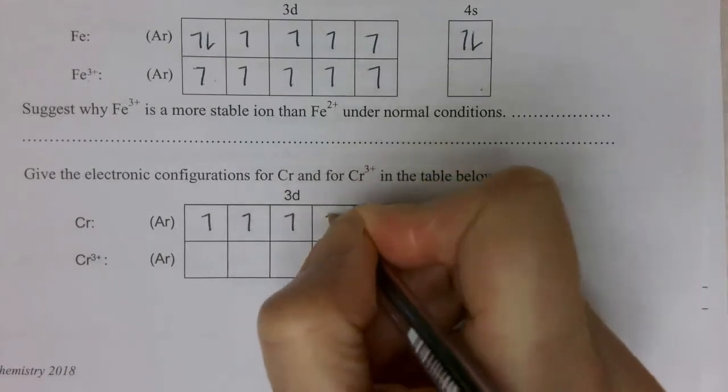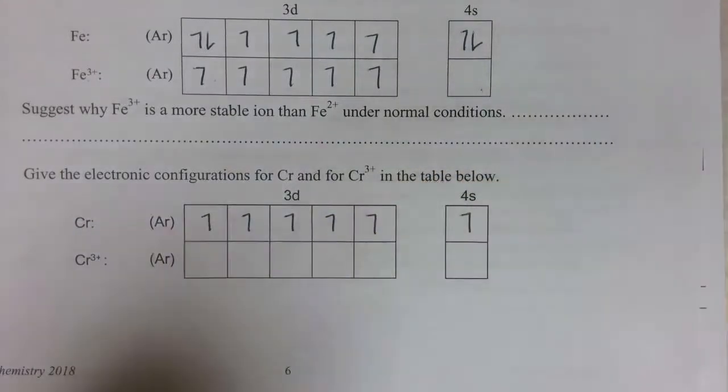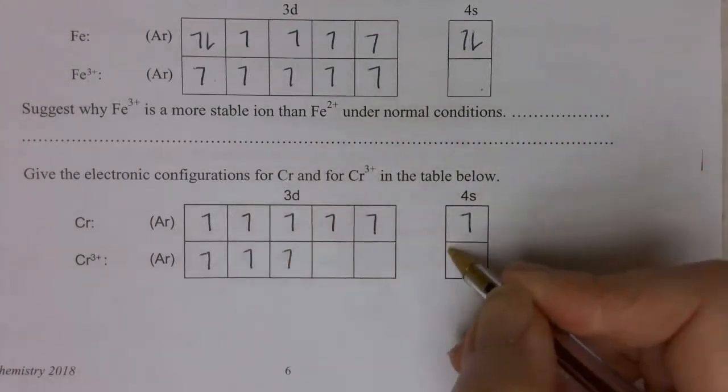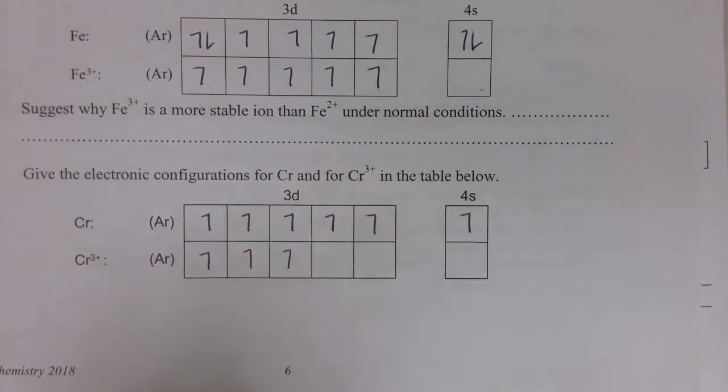Chromium has 1 electron in each of the d orbitals and 1 in the 4s. Remember, chromium, like copper, is this odd one where it borrows an electron to complete the 3d. Chromium 3+ has lost 3 electrons. You always lose the 4s one first, and then it's lost 2 from its 3d.